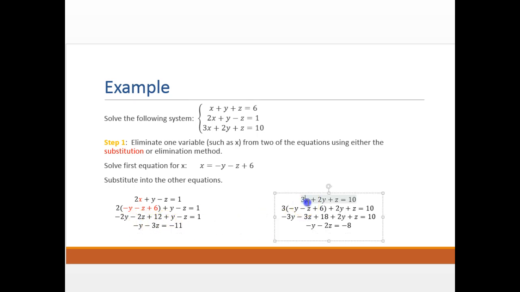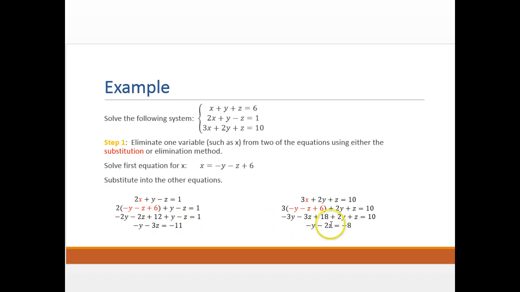You can now do the same thing with the third equation, 3x plus 2y plus z is 10. Substitute in for x, you get 3 times the quantity, negative y minus z plus 6, plus 2y plus z is 10. You get negative 3y minus 3z plus 18, plus 2y plus z is 10. That reduces to negative y minus 2z is negative 8.